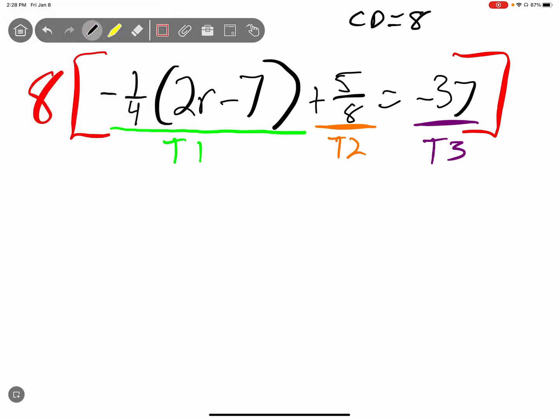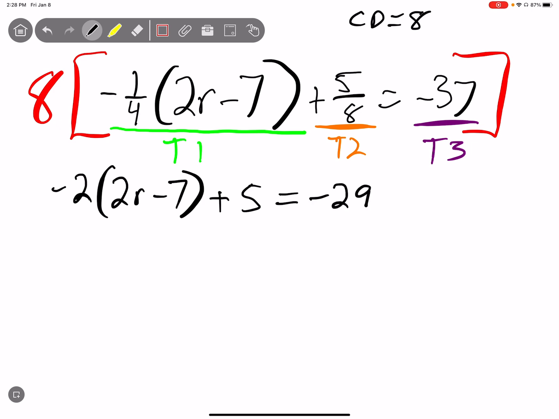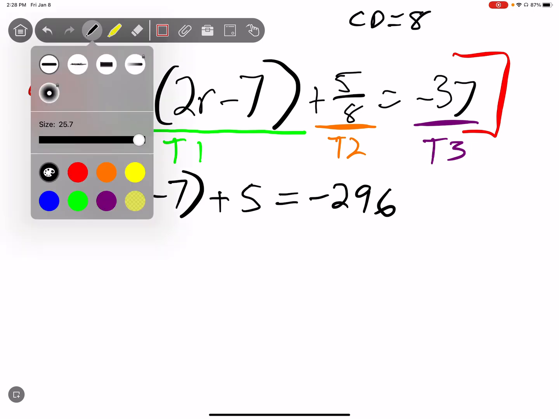So now we're going to take all this and we're going to multiply by 8. Well, 8 times negative 1/4 is negative 2. Everything in parentheses stays the same. Then you're going to multiply 8 by 5/8, which just gives you 5. And then 8 times negative 37, which gives you negative 296. Now you're given a distributive property problem.